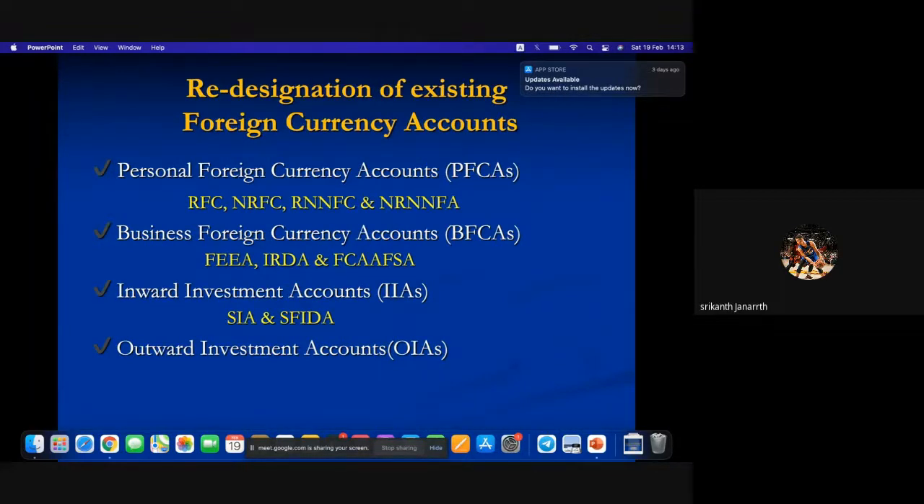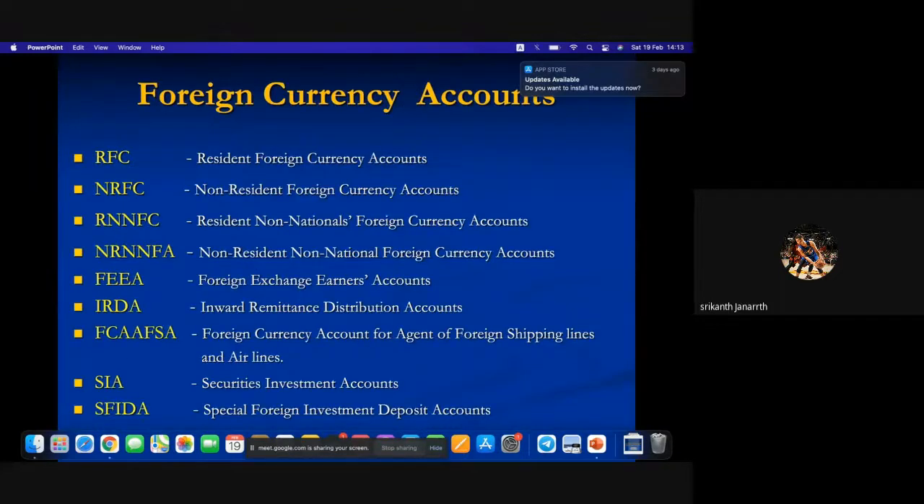These people are earning foreign exchange. So you know now personal foreign currency account, an amalgamation of 4 accounts under the Exchange Control Act, business foreign currency account, an amalgamation of 3 different accounts under the Exchange Control Act called PFCA, IRDA, PFCA, ASA. Then inward investment account, that stands for SIA, SFIDA. SIA stands for Securities Investment Account. SFIDA stands for Special Foreign Investment Deposit Account.